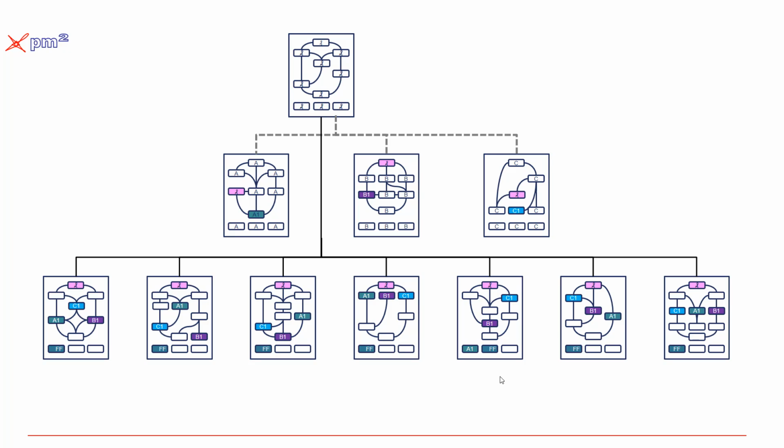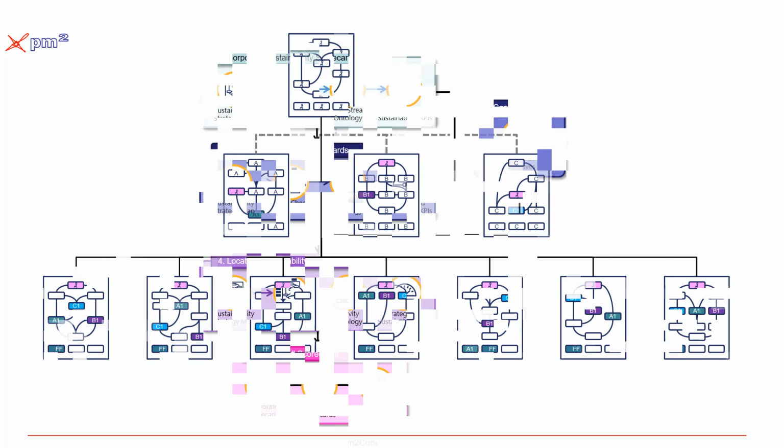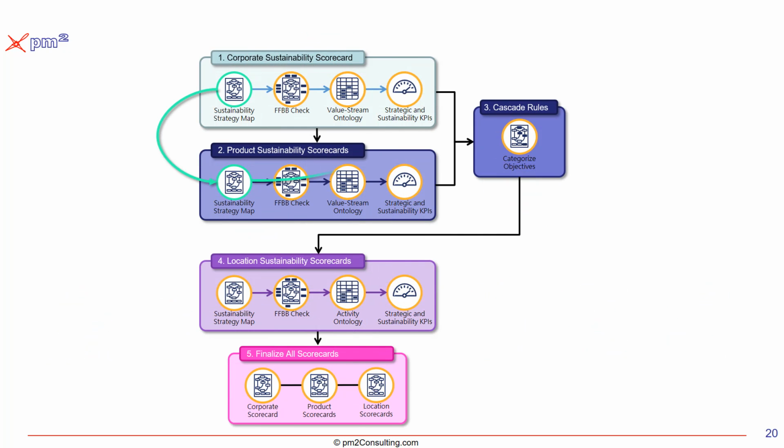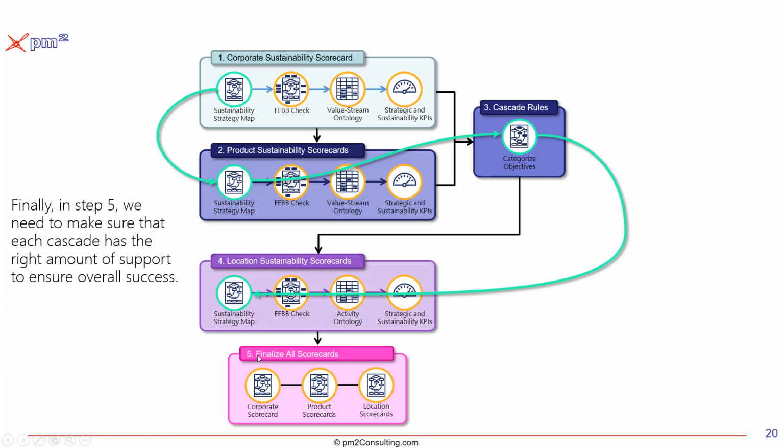In either case, that last step 3 ensures that we have that consistency. So again, we've done the corporate, product, ensured the cascade rules, and now created a series of location-specific strategy maps. So we want to go to the final step, step 5. In step 5, we're going to make sure that the sum equals the parts, or to say another way, that the developed strategy maps show the right level of support and alignment.